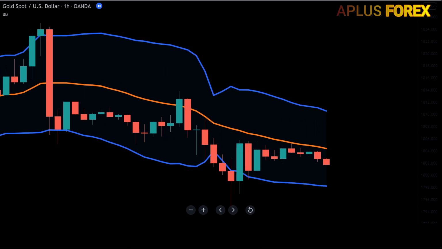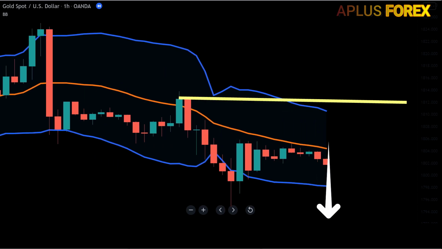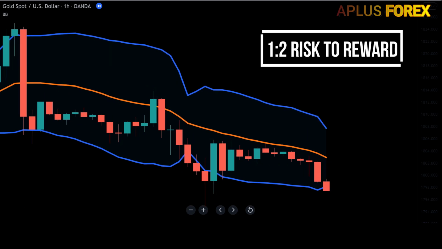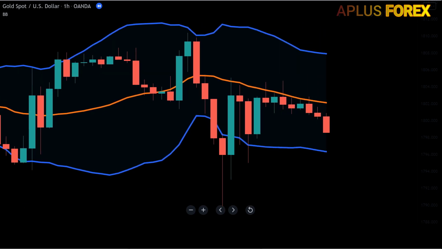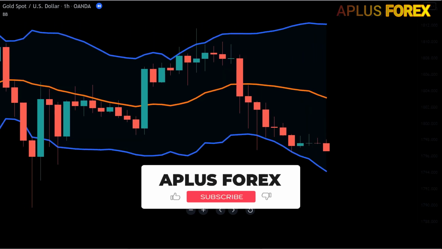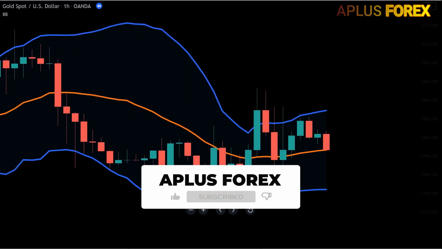To take a trade, you can take a short position, putting your stop loss on the recent swing lower high area and target a 1 to 2 risk-to-reward ratio. Prices should not break above the upper band in a downtrend, as this will imply that the trend is reversing or slowing.